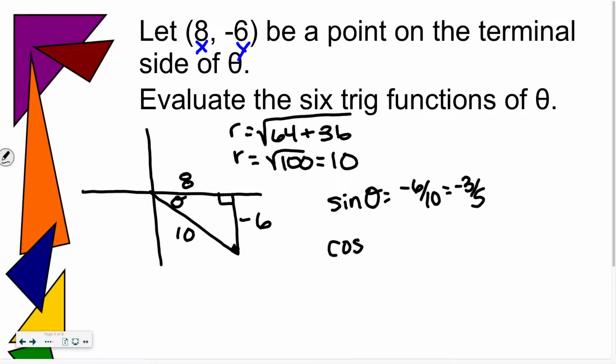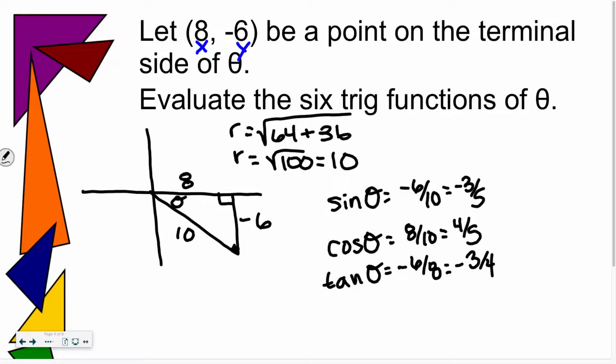And the cosine is x over r. So that's going to be 8 over 10, which is 4/5. And the tangent of theta is equal to what? Y over x. So negative 6 over 8. That's negative 3/4. Notice on this example, sine is negative, cosine is positive, tangent is negative, because sine and tangent both use y, which is negative.